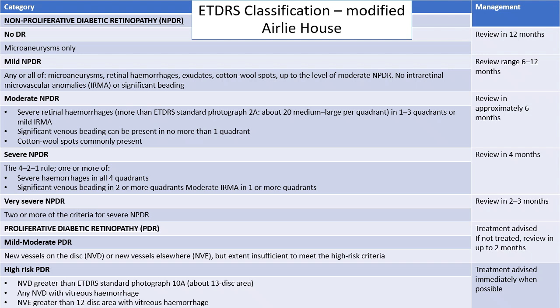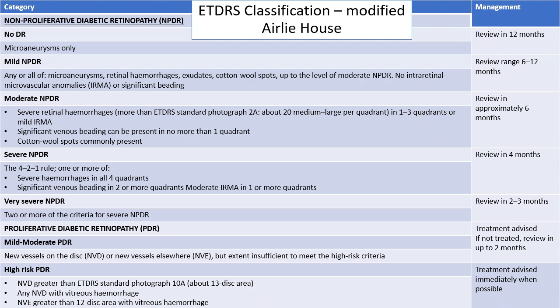So mild to moderate PDR, new NVD, new vessels on the disc, or NVE, but insufficient to meet the high risk criteria. Treatment is advised. If not treated, at least review the patient in 2 months. This varies from clinician to clinician. If the PDR is not a high risk one and it is a low resource setting, maybe you can review the patient, but it has to be not more than 2 months.